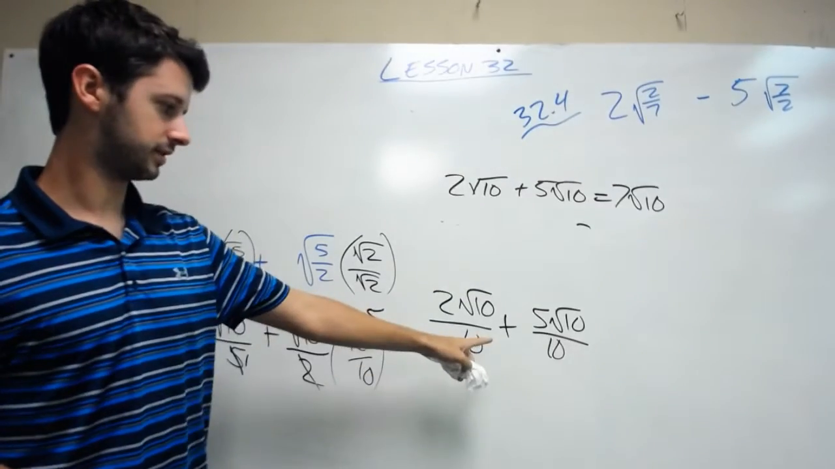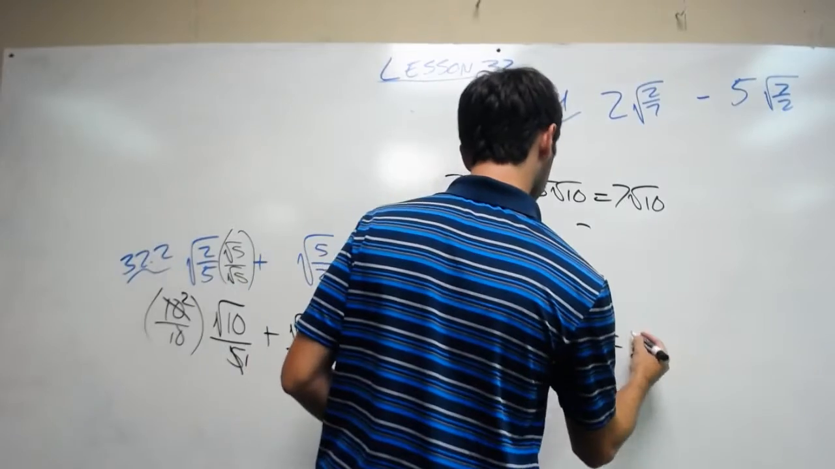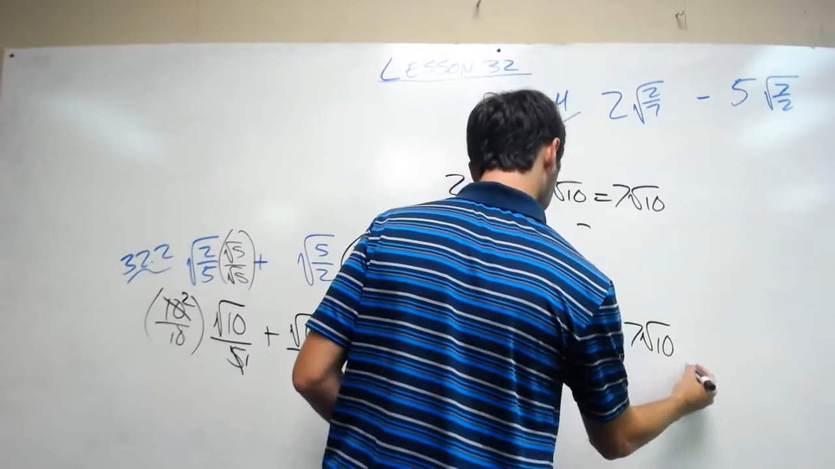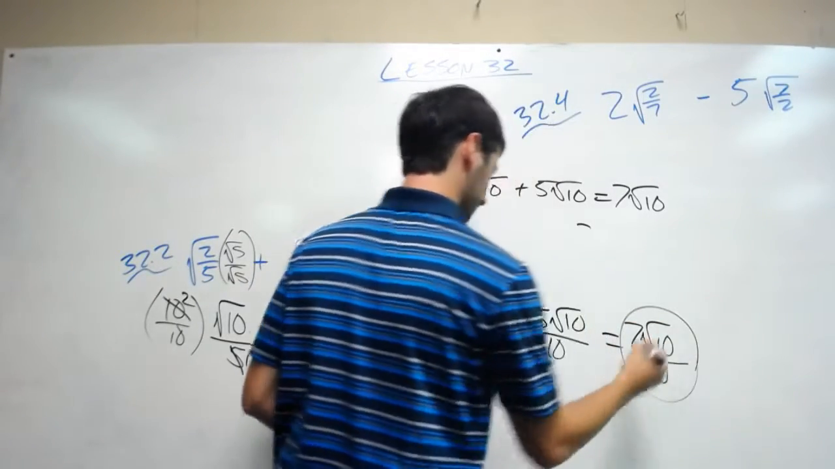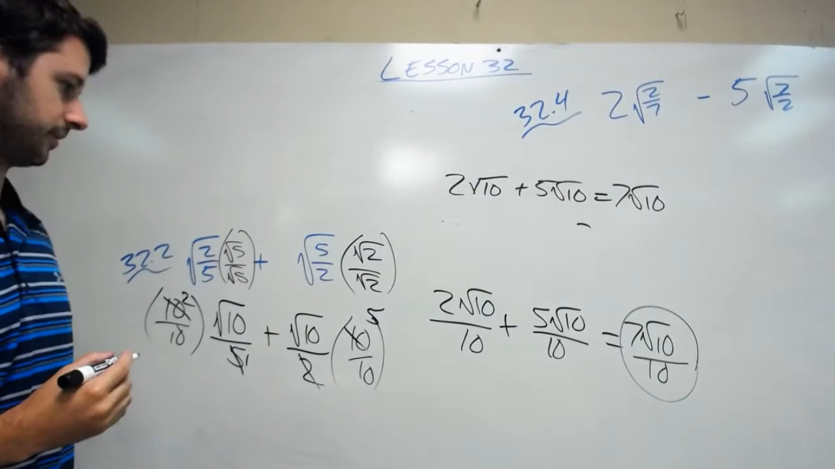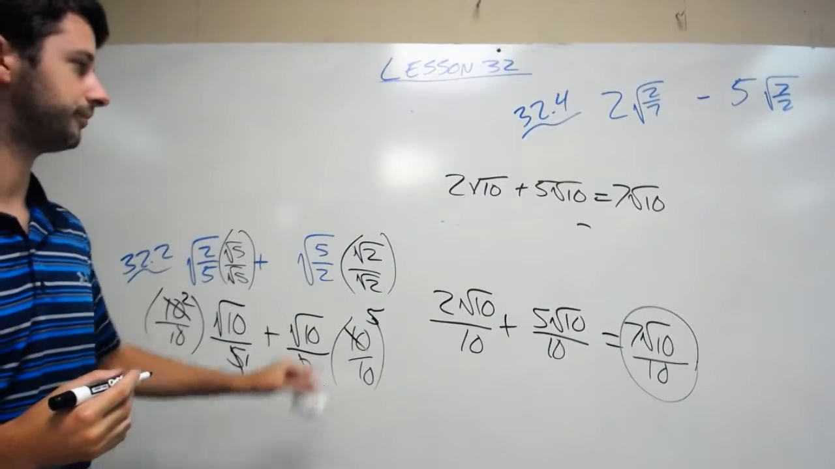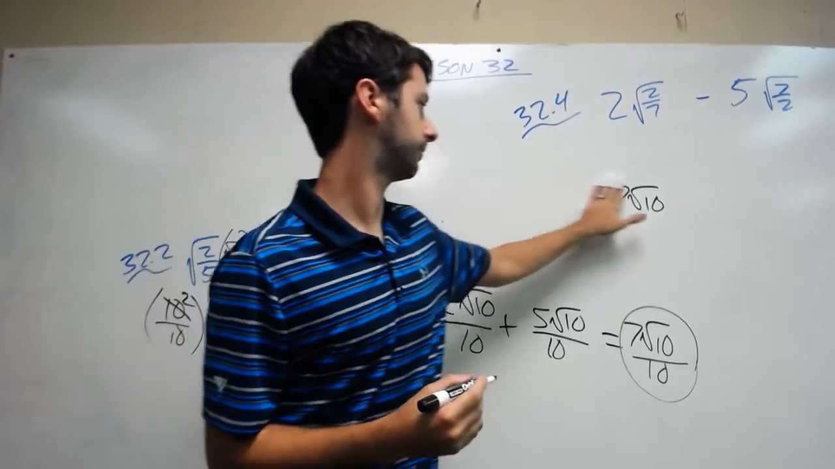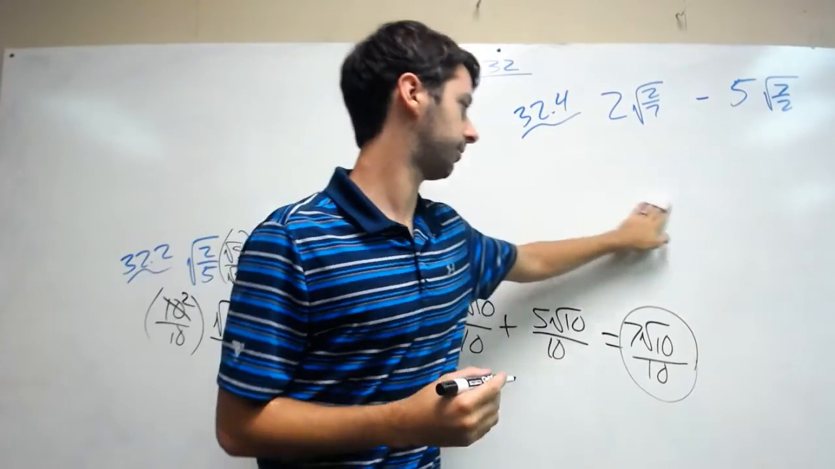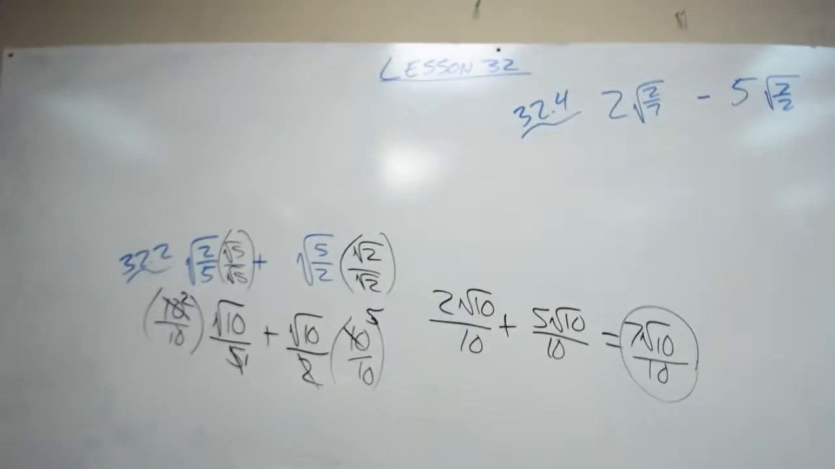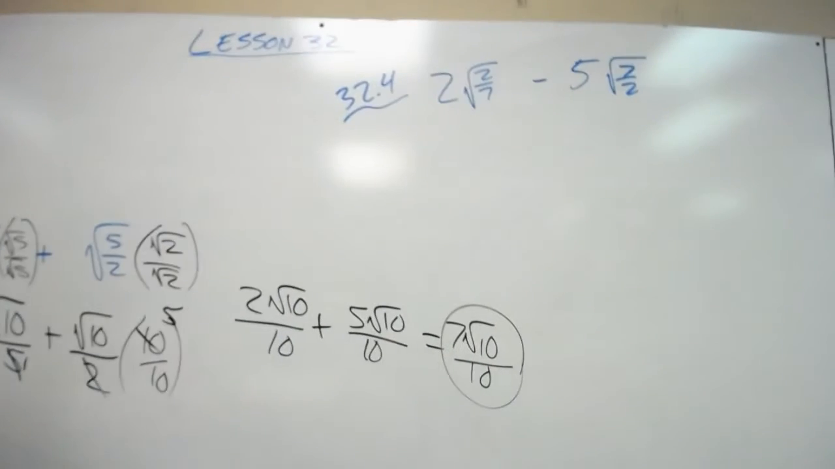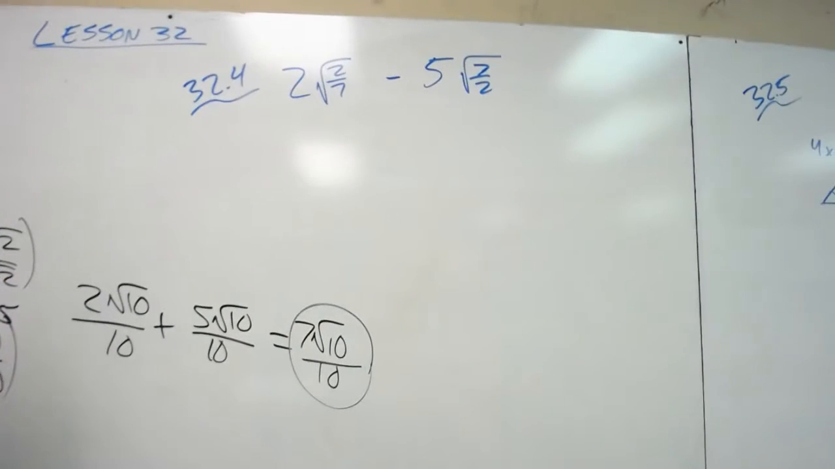So we would get, this would equal 7 radical 10 over 10 for your final answer. 7 radical 10 over 10. Let's look at one more example. It tries to throw a little curveball. In this one, it adds a whole number in front.